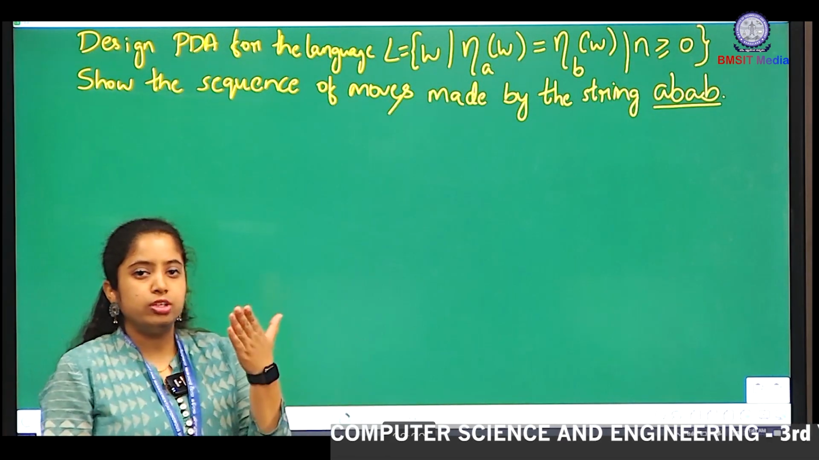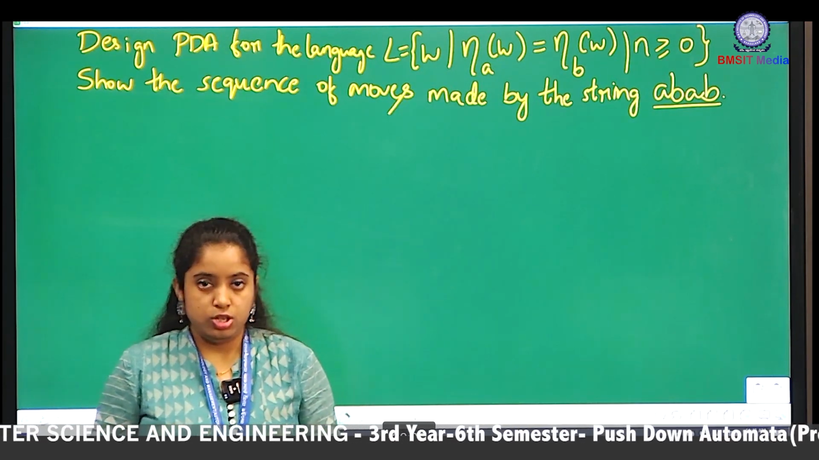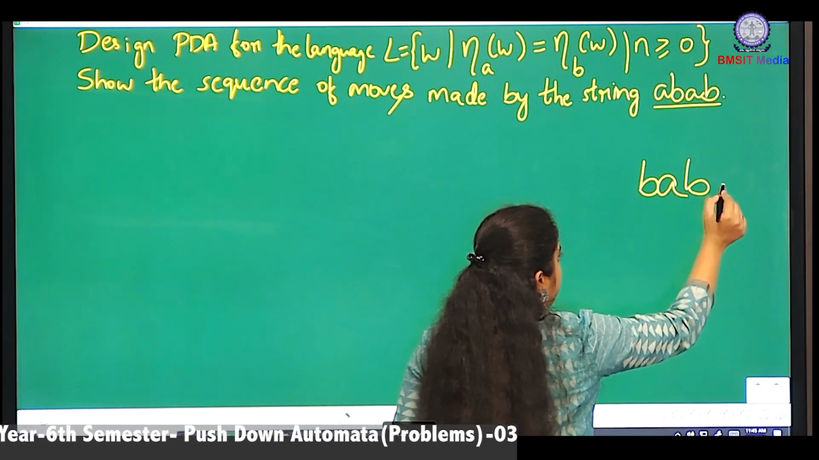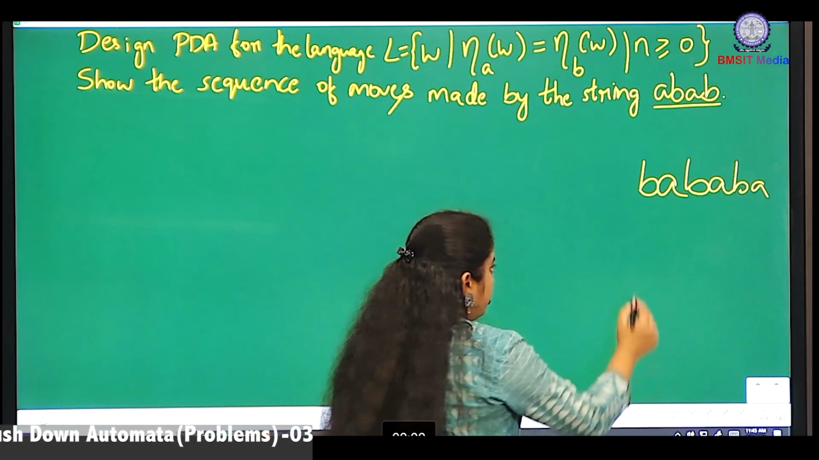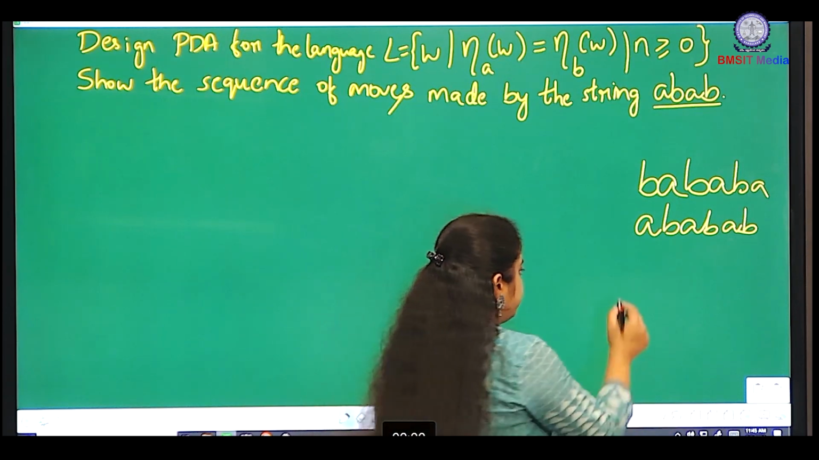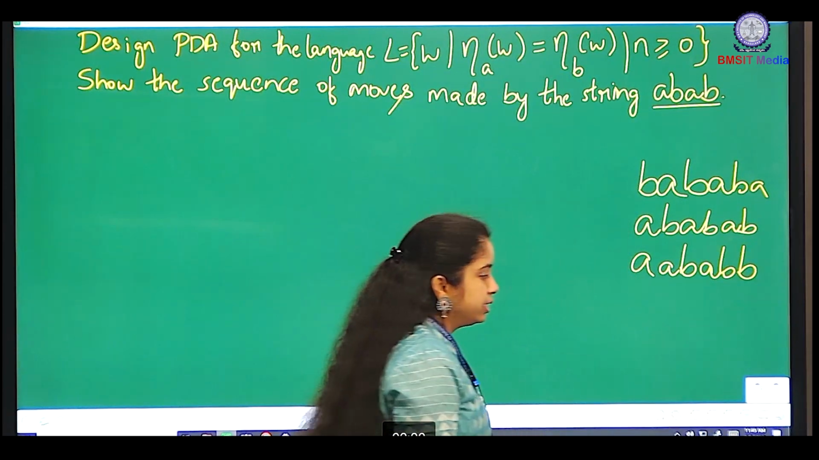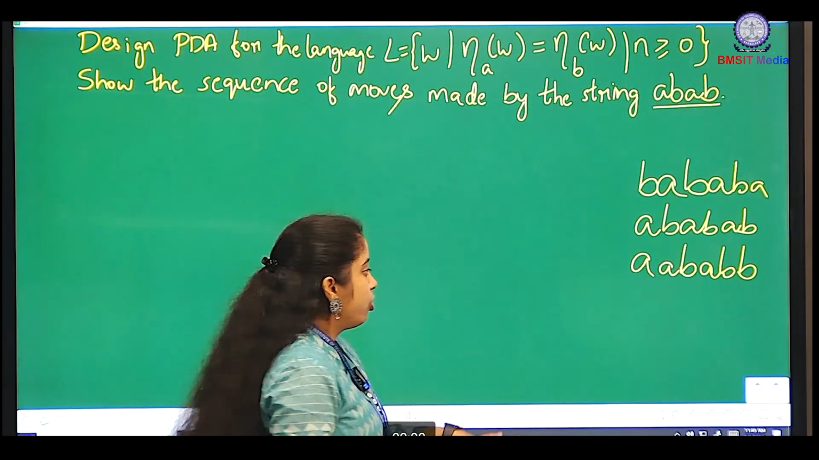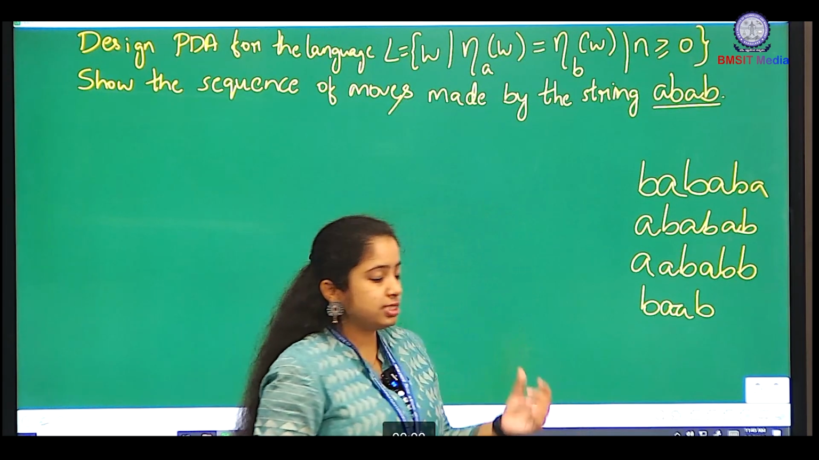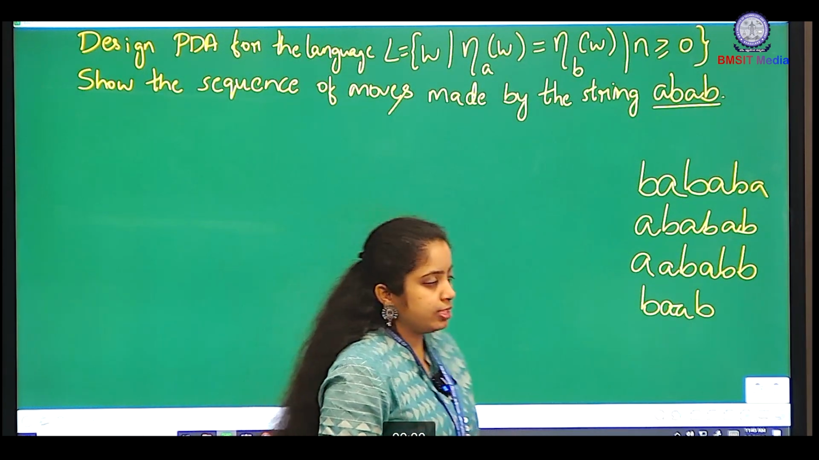We need to have an equal number of A's and B's, but the order here is not mentioned. So, you can start with B and accept one A. You can have strings like BA, BA, or strings like AB, AB, AB, or strings like AABABB. So, there is no order for accepting the strings. You can have strings like BAB, and you should still accept this kind of strings.